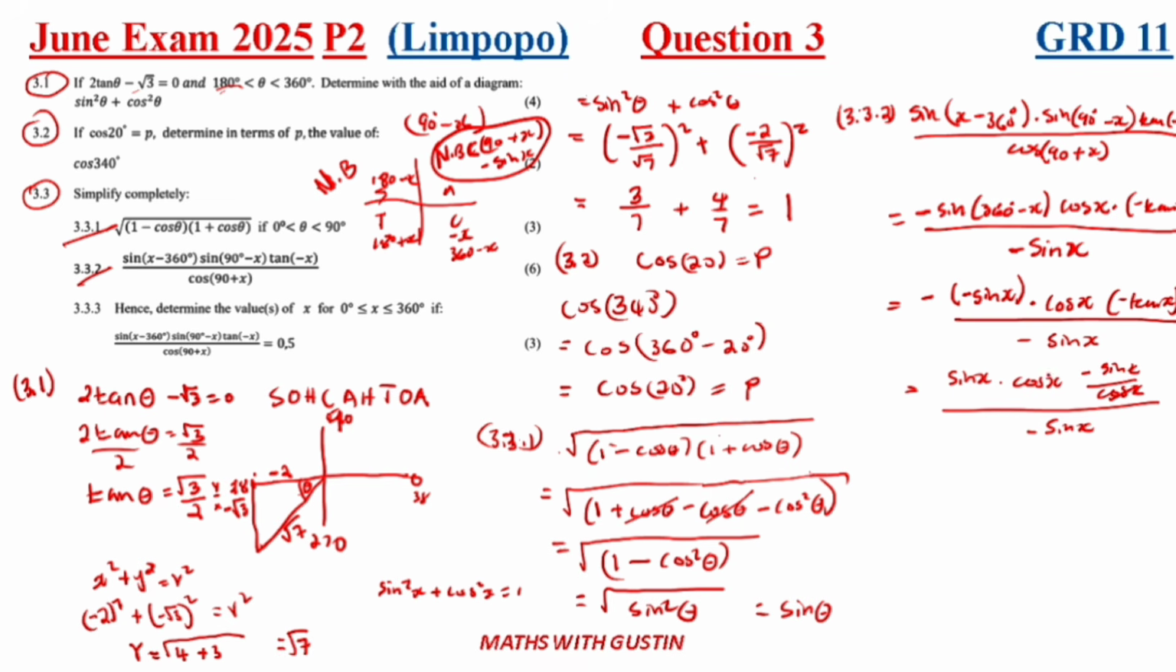So this cos and that cos would cancel out, and then this negative sign and this negative sign would cancel out. Negative and negative would cancel out. Then your answer is just going to be left with sine x. It's our answer. Right. So that's how you deal with a question like this one.